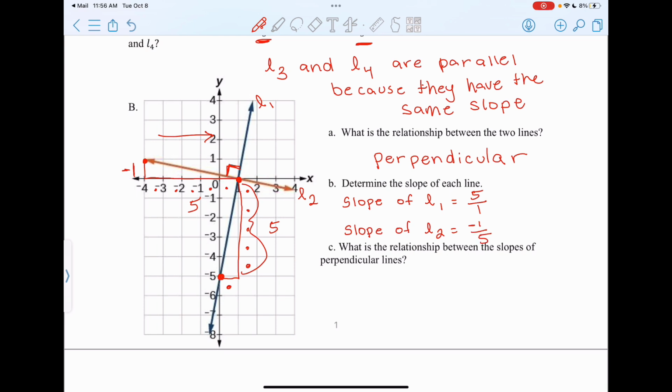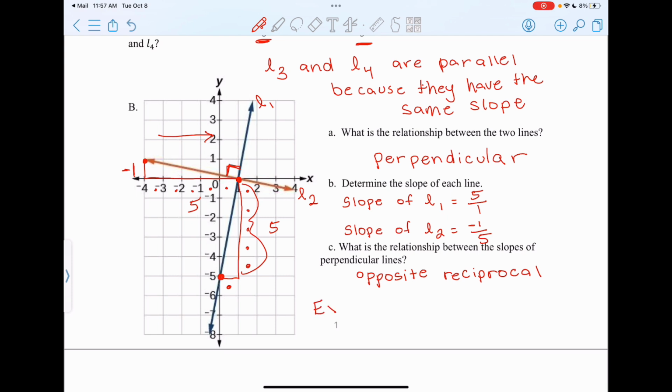These slopes are not the same. Notice how the slope of L1 is 5 over 1 and the slope of L2 is -1 over 5. Not only did we flip the fraction, but we also made one positive and one negative. This is called opposite reciprocal. To find the opposite reciprocal, we flip it and change the sign. So if it's positive, it becomes negative, and if it's negative, it becomes positive.